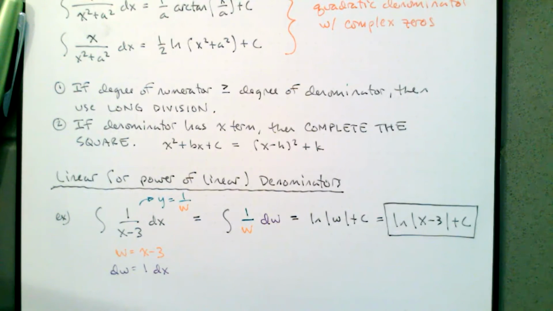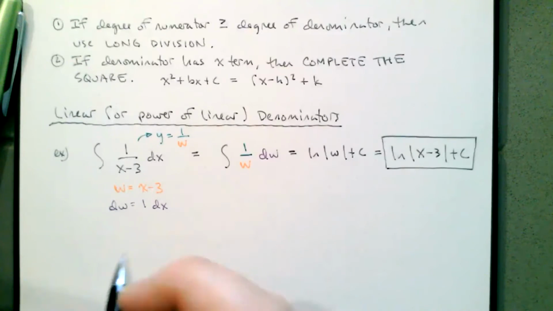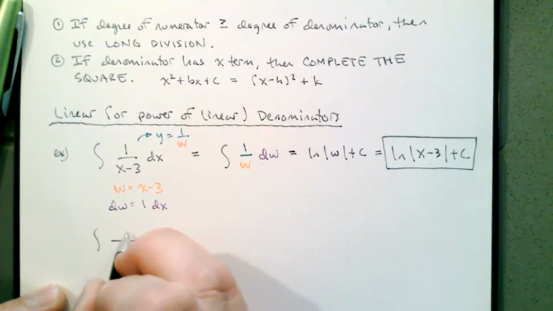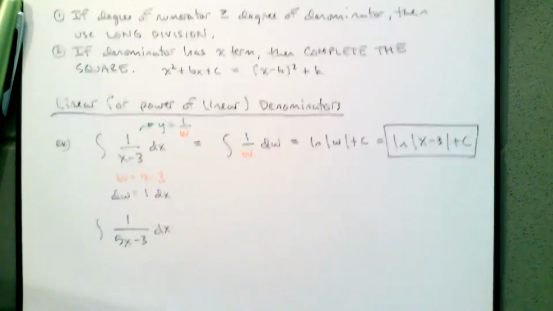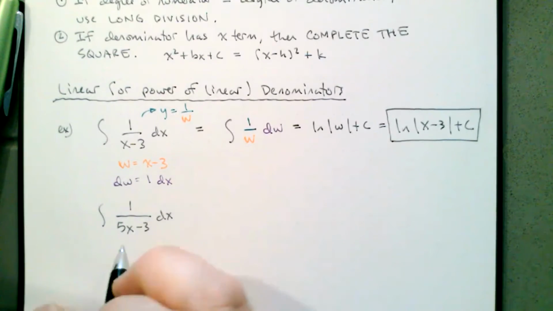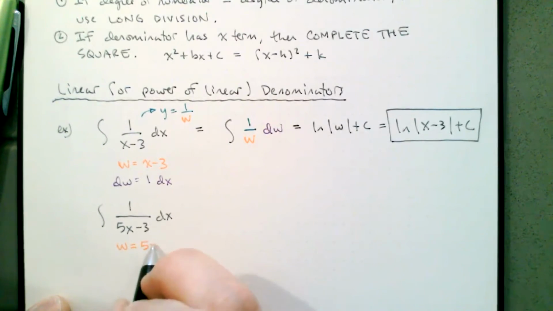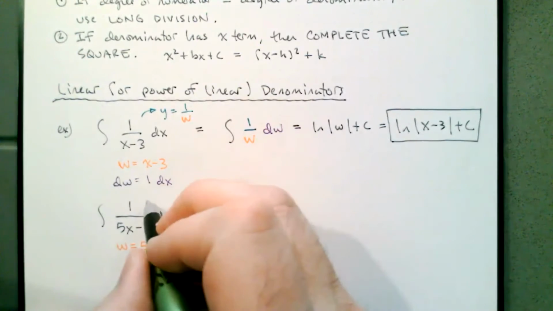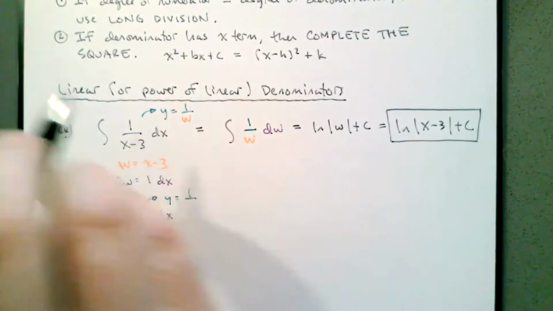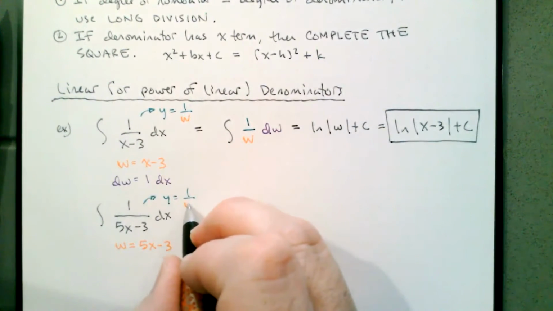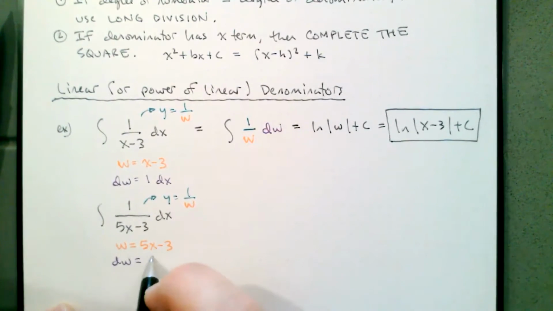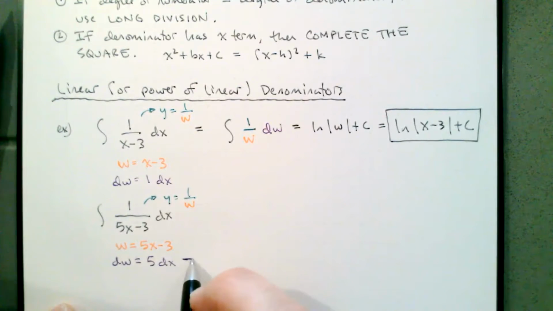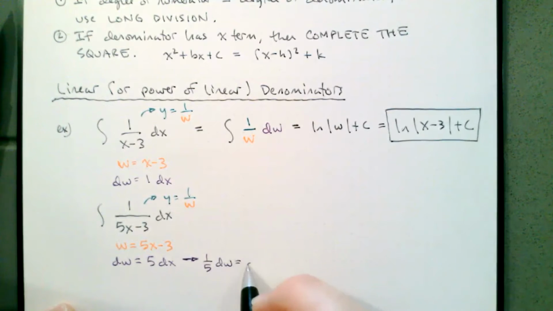If we have a coefficient on the x, then that's going to be part of the dw, and it'll just get divided out. So if there's a coefficient on the x, for example, 1 over 5x minus 3 dx, our substitution is still going to be the denominator. So w is 5x minus 3. The function that we're going to be integrating is still 1 over w. And dw, here's where things are different, is going to be 5 dx. So that means that 1/5 dw is equal to dx.